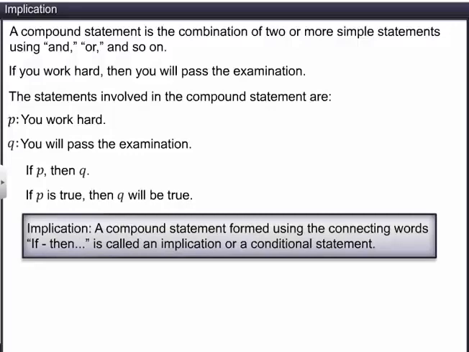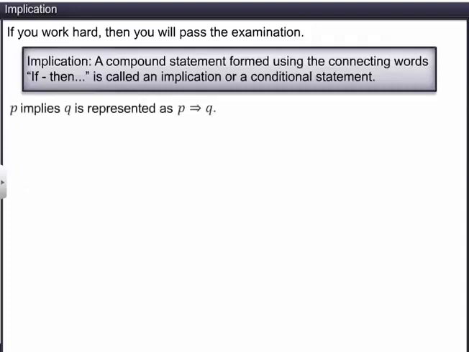It is formed using the connecting words if-then. The implication can also be written as P implies Q. This is represented using the arrow-like symbol as shown. The symbol stands for implies.